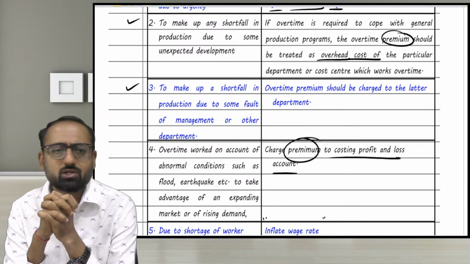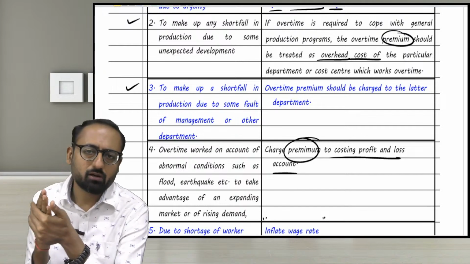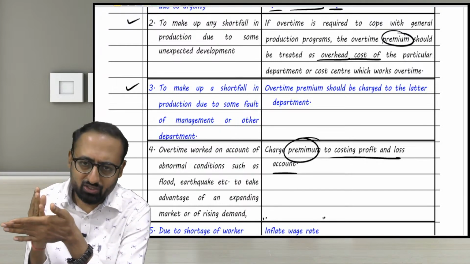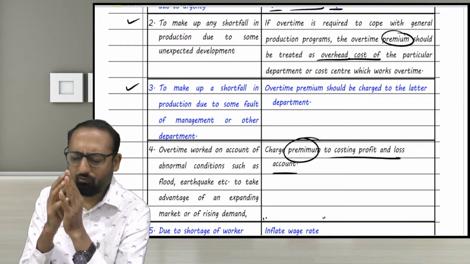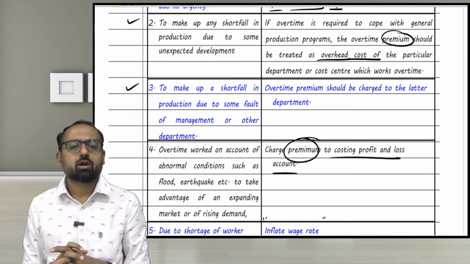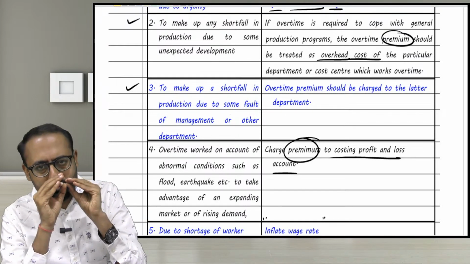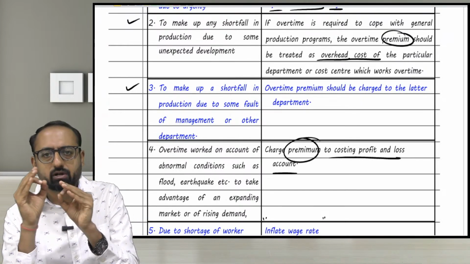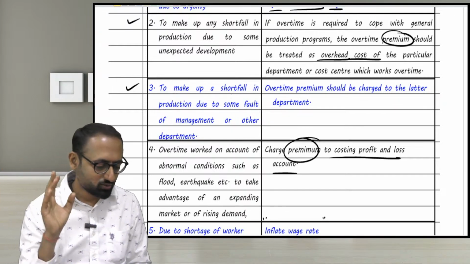In the fourth situation, overtime is worked because of an abnormal reason like flood, natural calamity, earthquake, COVID situation, riots, etc. Whatever the abnormal situation is, in such a situation, whatever premium you are paying will be transferred to the costing profit and loss account. That's it. So simple, guys.